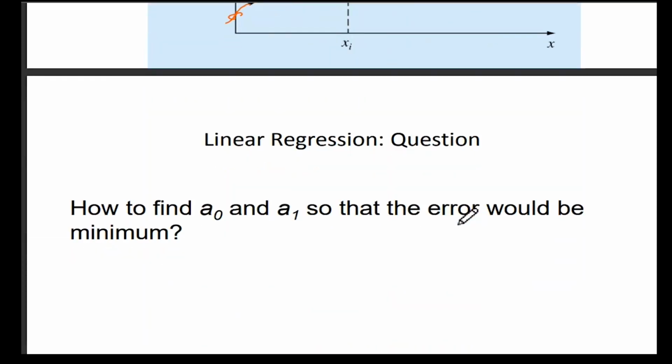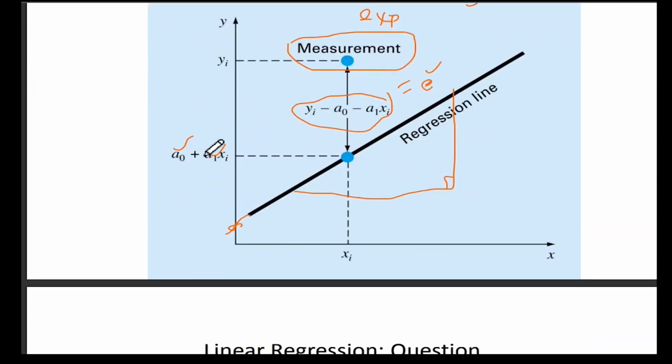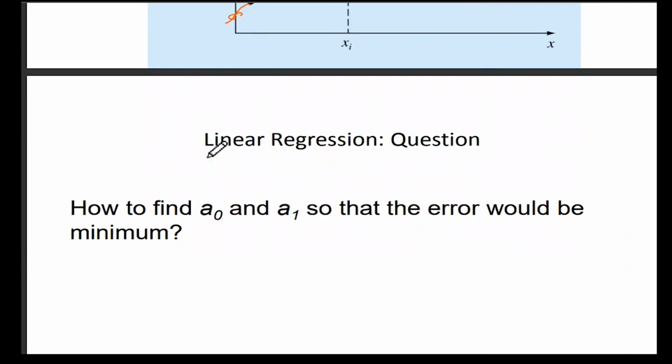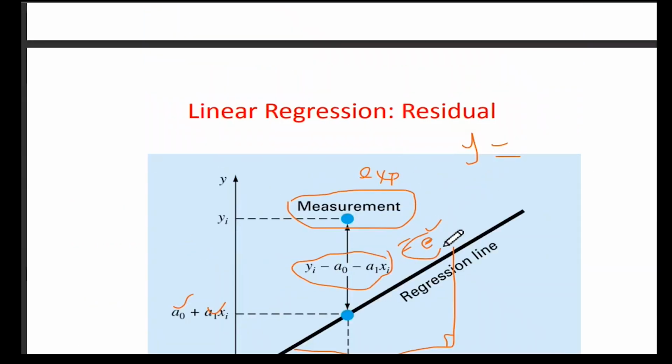So how do we find the values of a0 and a1 so that the error would be minimum? How do we determine a0 and a1? The equation looks very simple. It is just a straight line equation. But how do we determine the best fit? We need to find the best fit criteria so that your a0 and a1 will give you a very small value of e.